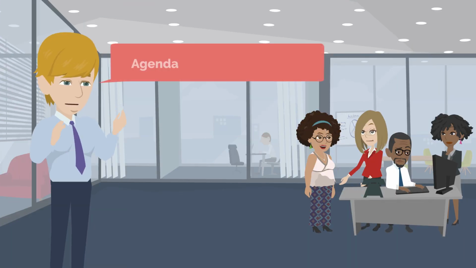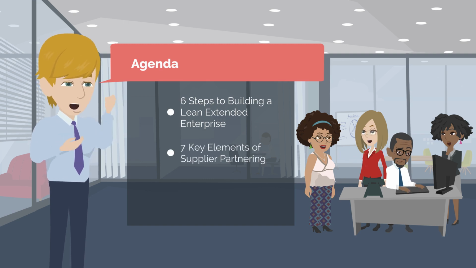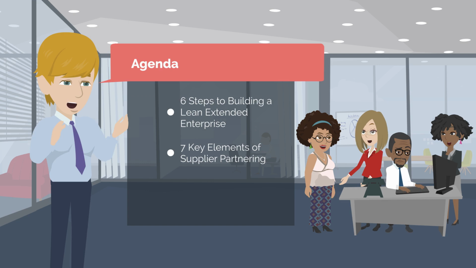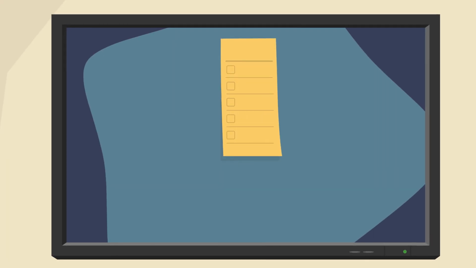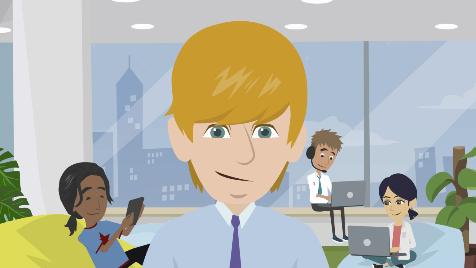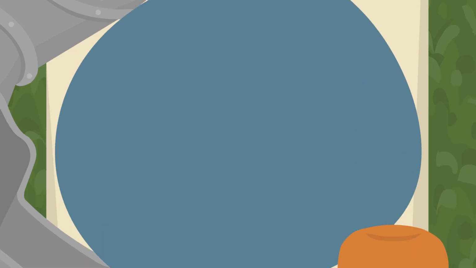Welcome to our module on extending lean to suppliers and partners of your organization. We're going to talk about 6 steps to building a lean extended enterprise. Then we'll talk about 7 key elements of supplier partnering. Here are 6 steps to building a lean extended enterprise.